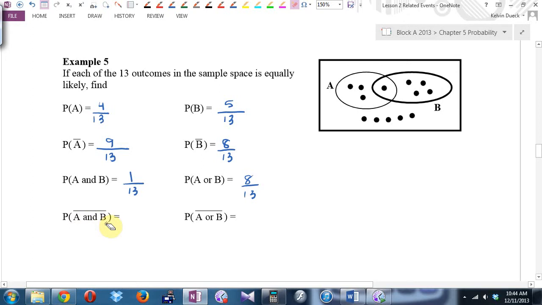This is saying find the probability they don't overlap. How many don't overlap? 12. 1 overlaps, 12 don't.